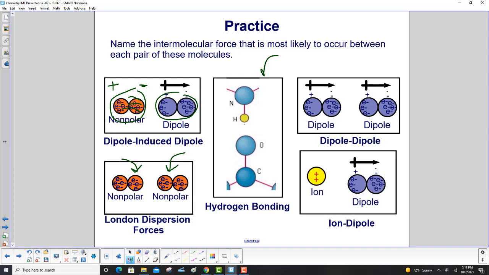Over here, you've got a hydrogen bonded to an oxygen and also to a nitrogen. That means that you have hydrogen bonding. Over here, this is kind of straightforward. You have two dipoles attracting each other. That's dipole-dipole. And here you have an ion and a dipole attracting each other, so that will be an ion-dipole bond.